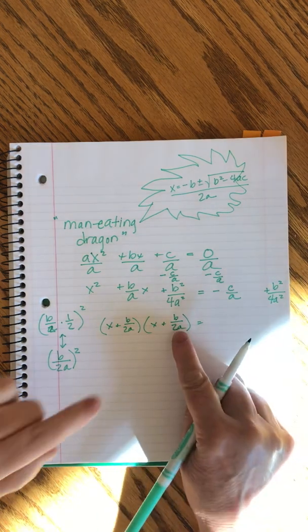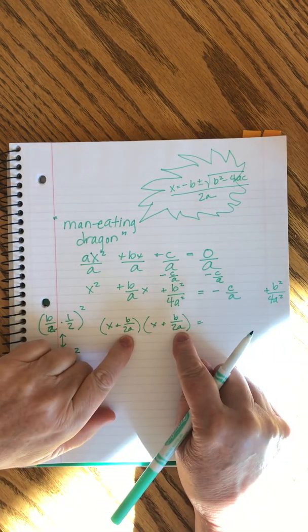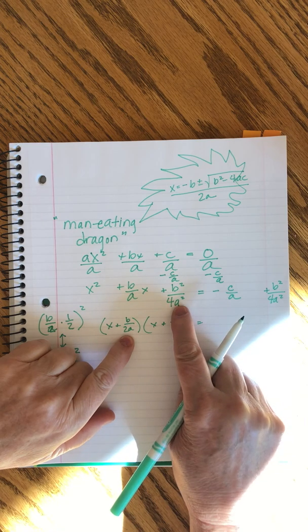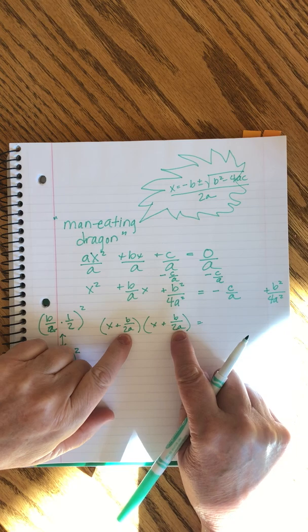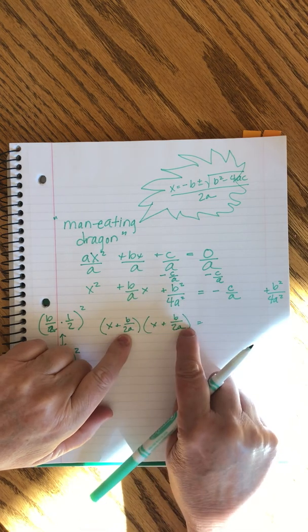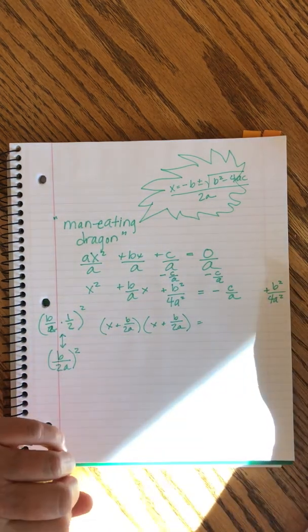All right, these two should multiply together to give us this, and that would be b squared over 4a squared, check. And they should add together to this. The denominators match, so we can add them. It would be 2b over 2a. The 2's would cancel, so that's correct. So yay, I feel good about that.